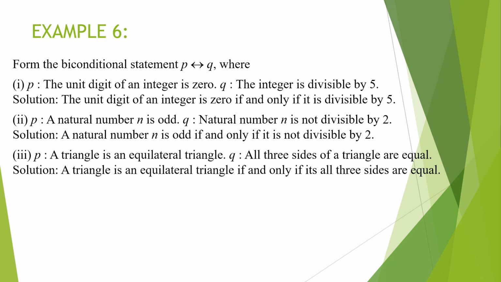Second example, P, a natural number n is odd, Q, natural number n is not divisible by 2. We want to write in the form of biconditional. So it is a natural number n is odd if and only if it is not divisible by 2. Third, P, a triangle is an equilateral triangle, Q, all three sides of a triangle are equal. A triangle is an equilateral triangle if and only if all its sides are equal. This will be the biconditional.